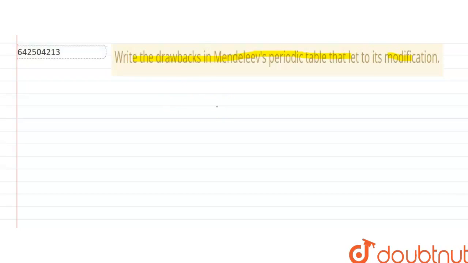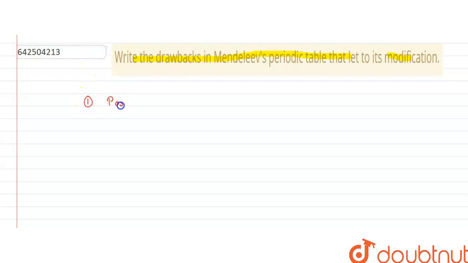So we know that the Mendeleev's periodic table was based on the atomic mass, and the modern periodic table is based on the atomic numbers. So the very first drawback was that since it was based on the atomic mass, the classifications were done on the basis of atomic mass. So the very first drawback was regarding the position of isotopes.